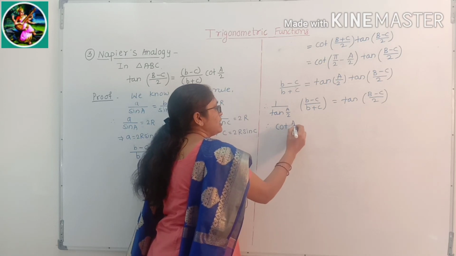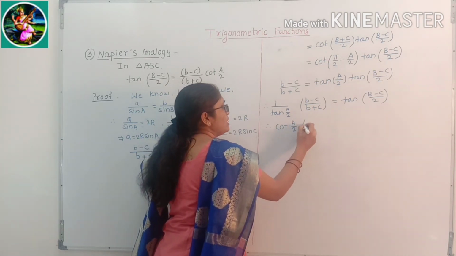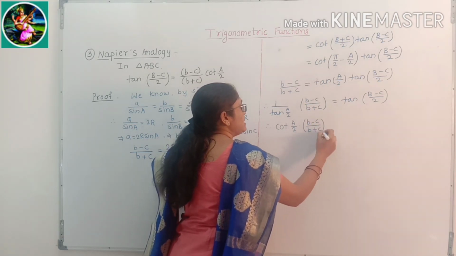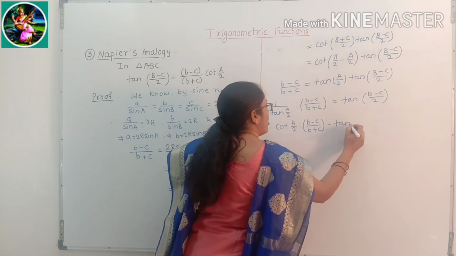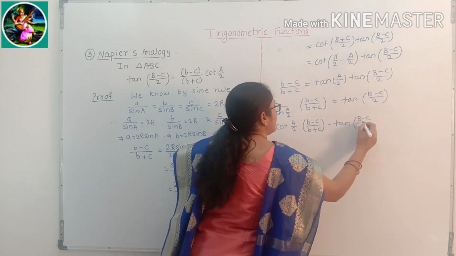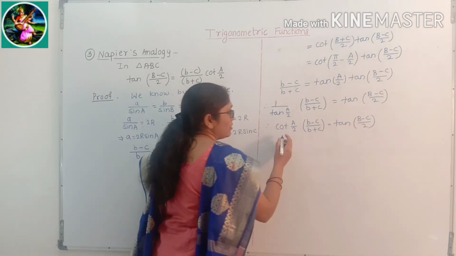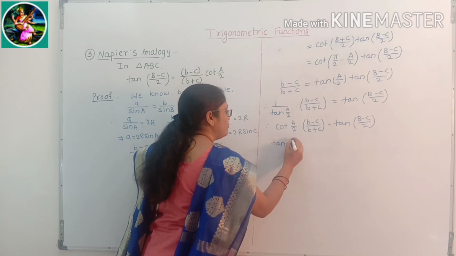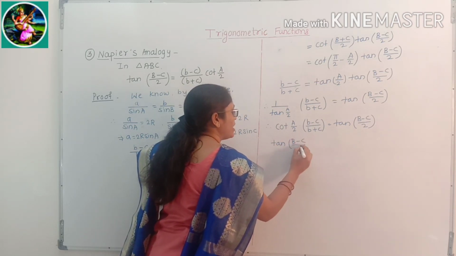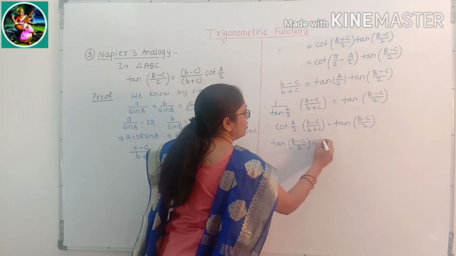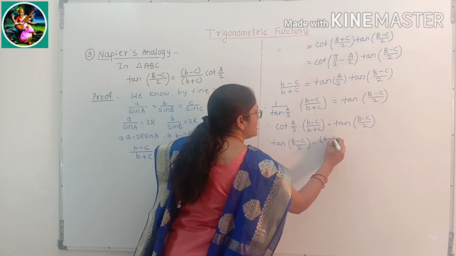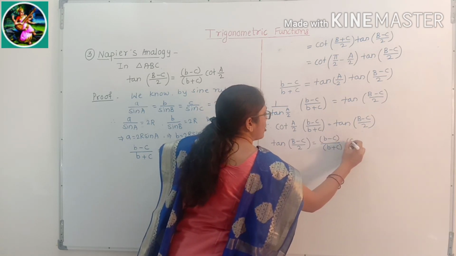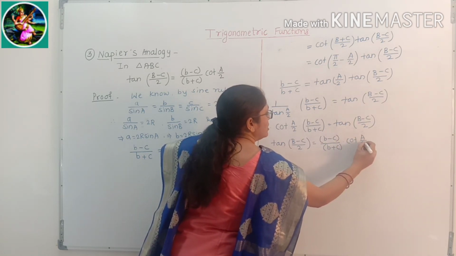Here we get cot of A upon 2 into (B minus C) divided by (B plus C) is equal to tan of (B minus C) divided by 2. That is, here we obtain that tan of (B minus C) divided by 2 is equal to (B minus C) divided by (B plus C) into cot of A upon 2.